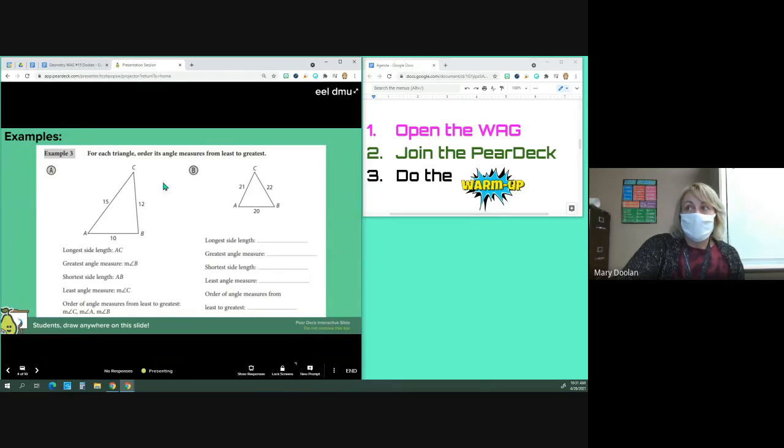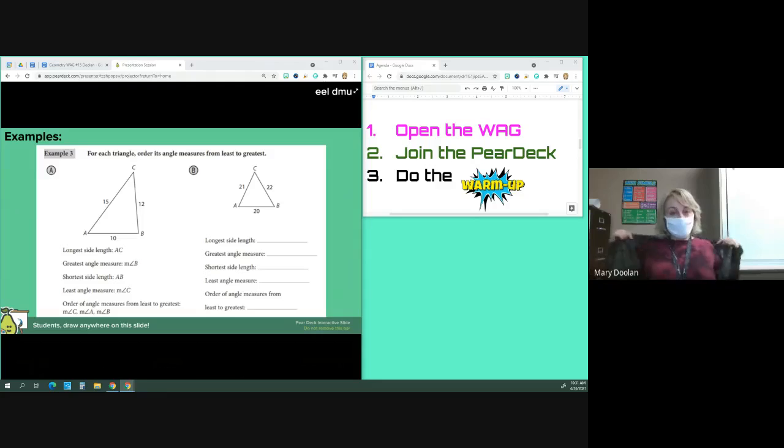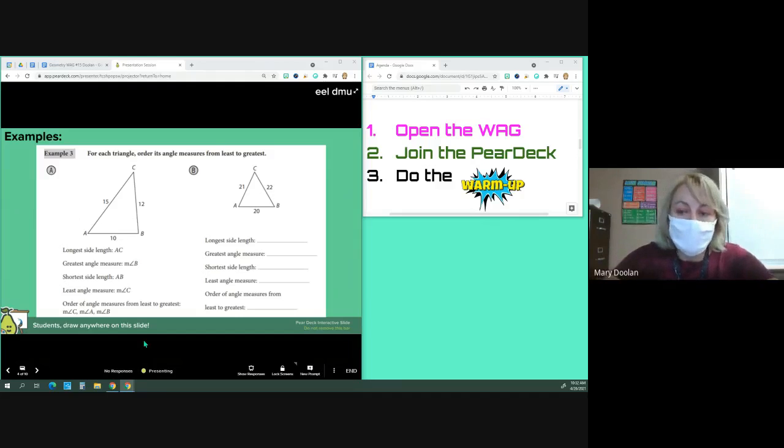All right, so we have a couple examples here. This one's done for us, so I'm just going to explain it to you. It says for each triangle, order its angle measures from least to greatest. So we are given all 3 side lengths. We see that AC is 15, BC is 12, and AB is 10.